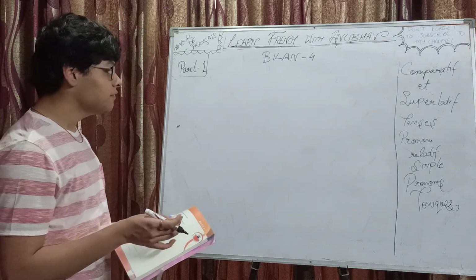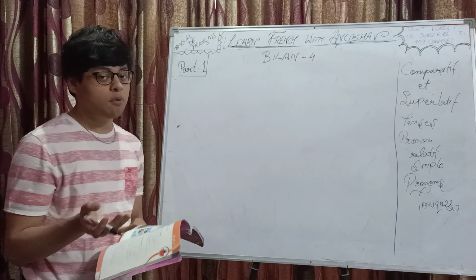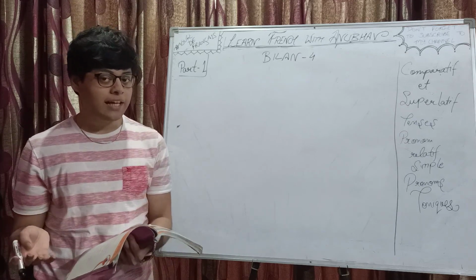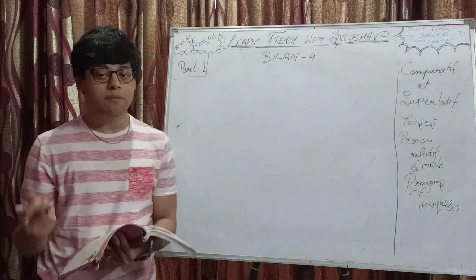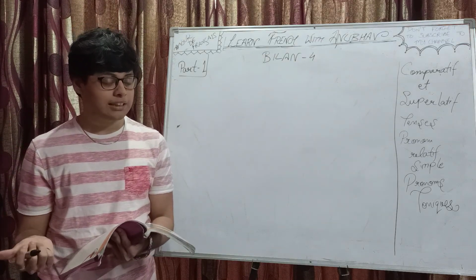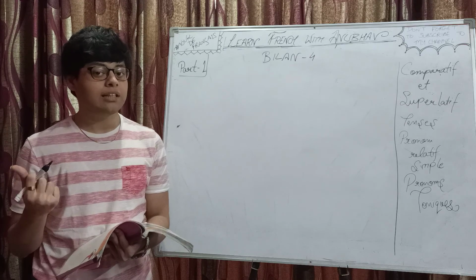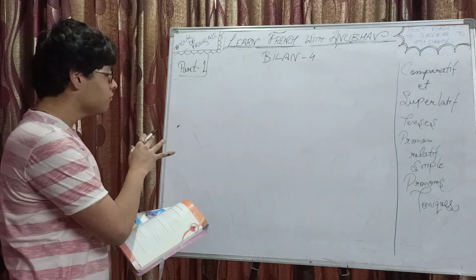In today's class, we are starting with Bilan 4. The book which we are discussing is Entre Jeunes Class 9. I have completed all the 12 chapters and 3 Bilans. All those videos are present in the playlist titled Entre Jeunes Class 9. The link is present in the description box below. This is the part 1 video.